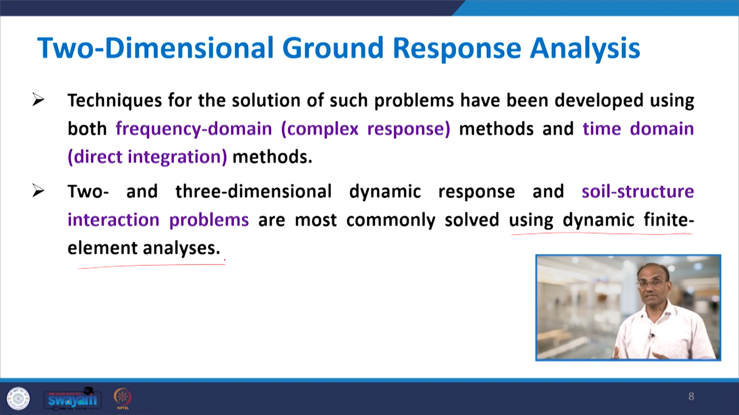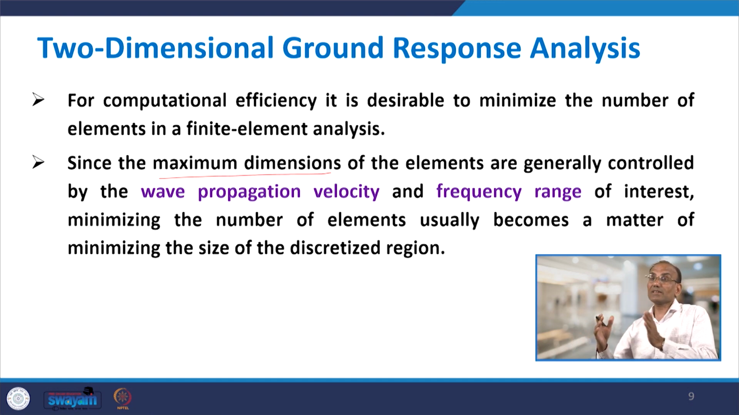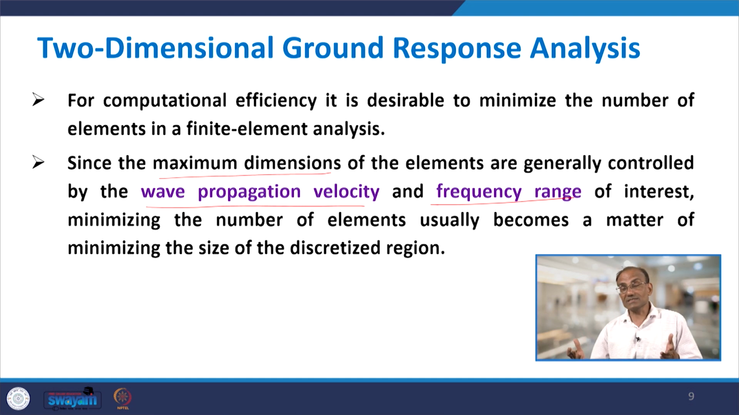That means it is not like the 1D case, where you find the transfer function and then carry out the closed form solution. Wherever you use finite element analysis, computational efficiency will increase if the number of elements is decreased. Another issue is that the maximum dimension of the elements is generally controlled by the wave propagation velocity and frequency range. The number of elements is one part; another part is the maximum size of the element. You cannot exceed the maximum size, though you can have smaller elements, and it will be governed by the wave propagation velocity and the frequency range of interest. So, it depends on those two parameters. When the frequency range of interest increases, the size of the element decreases.